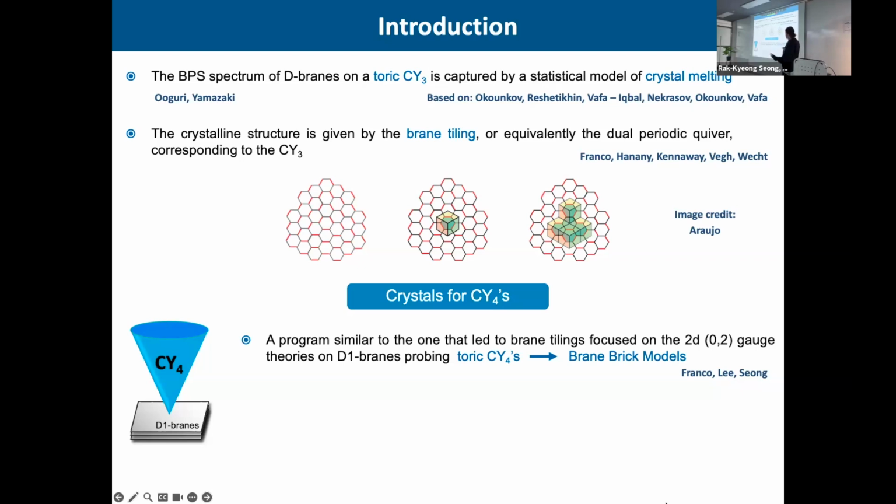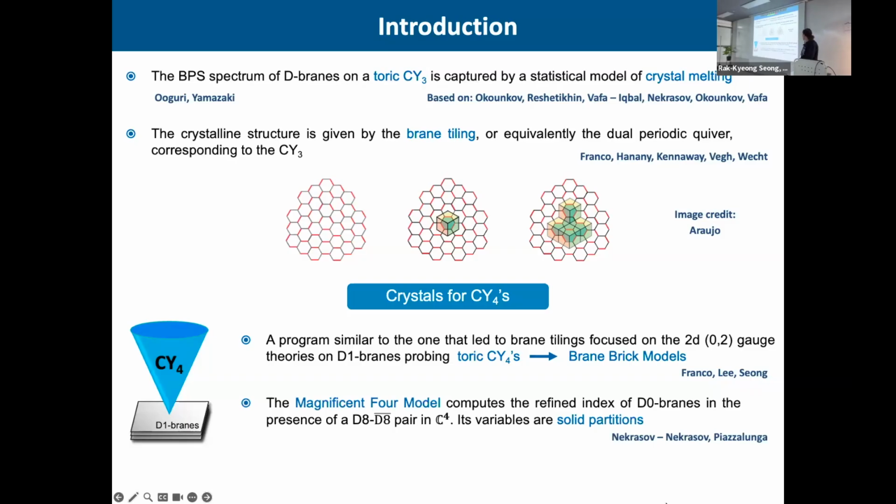It was the result of a program where we wanted to understand the 2-dimensional (0,2) theories generically living on D1 branes probing Toric Calabi-Yau 4-folds. We wanted to develop a brane configuration which had the same features as the brane tilings, meaning that it really simplifies the connection between geometry and quantum field theory. It captures the entire infinite class of theories and so on. This is what we call the brane brick models.